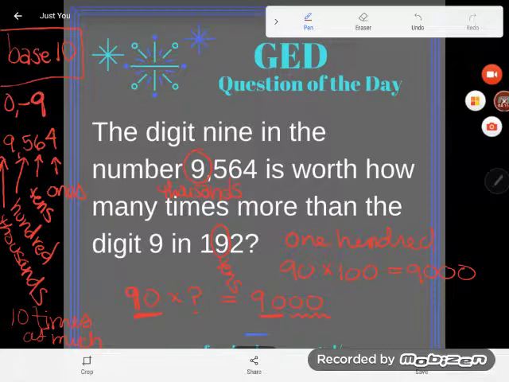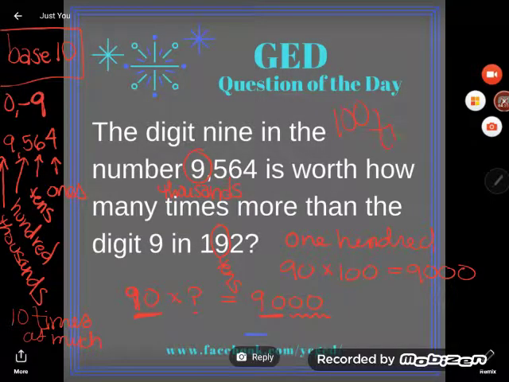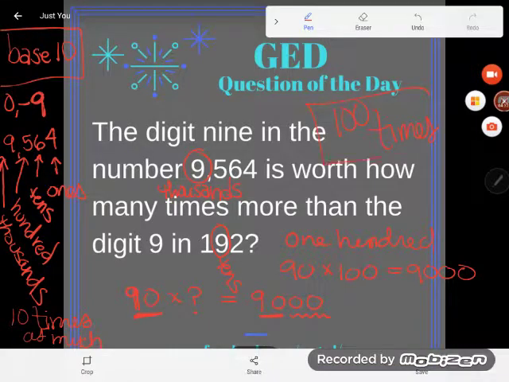Okay, so anyway, final answer, we'll just make sure we make it clear. The 9 in 9,000 and something is worth how many times more than the 9 when you have only 192? It's worth 100 times more. That is my final answer.